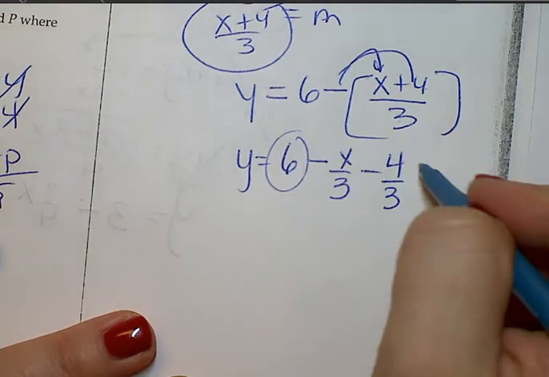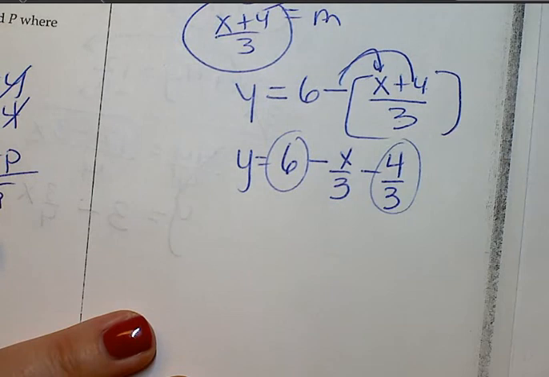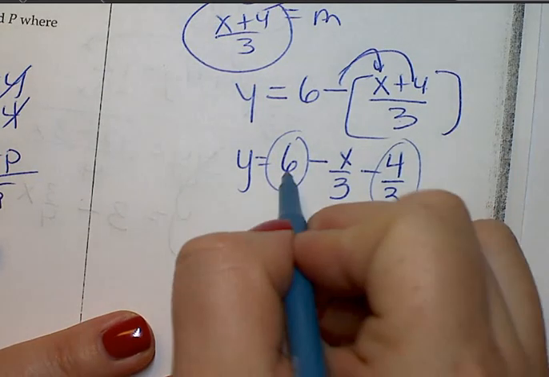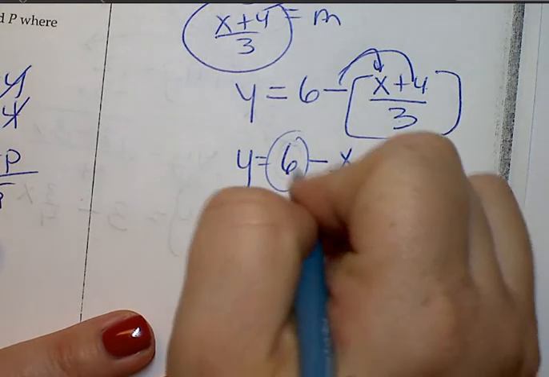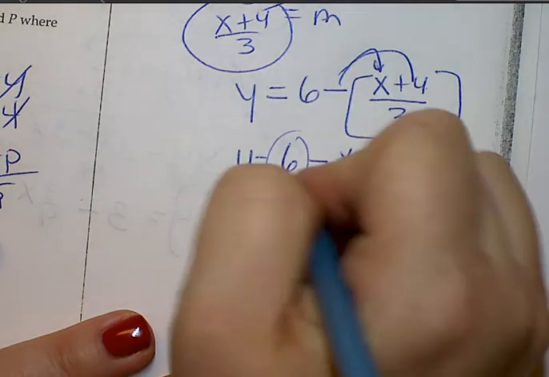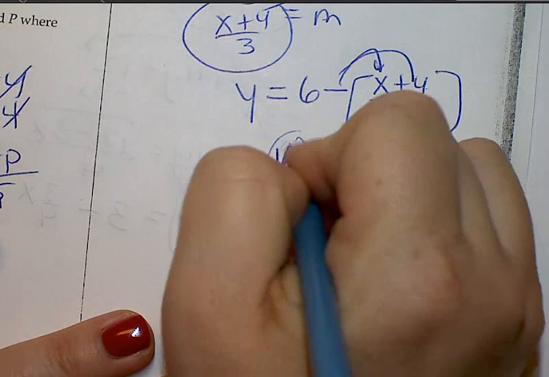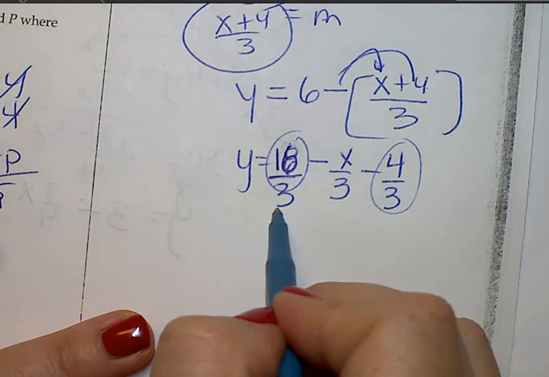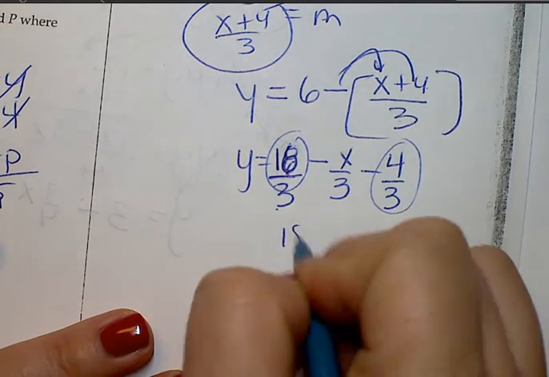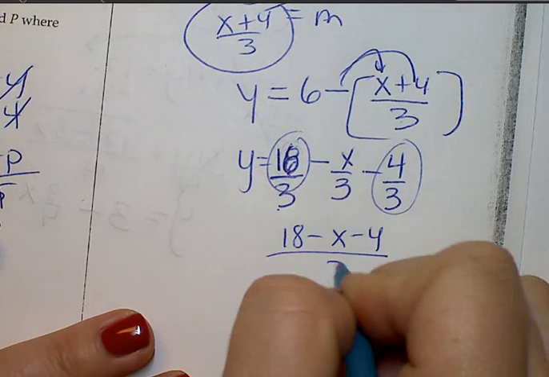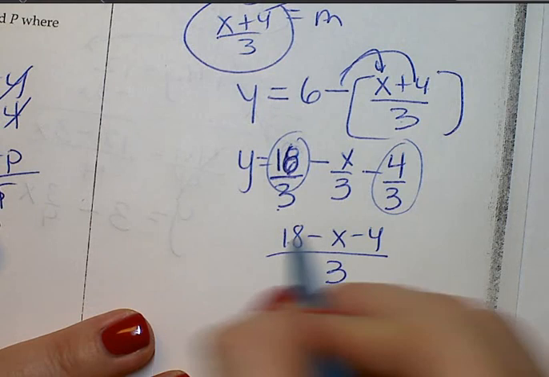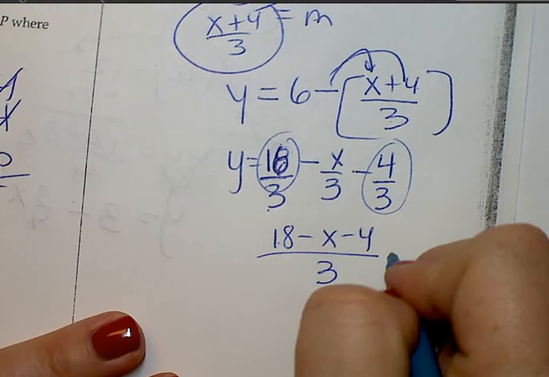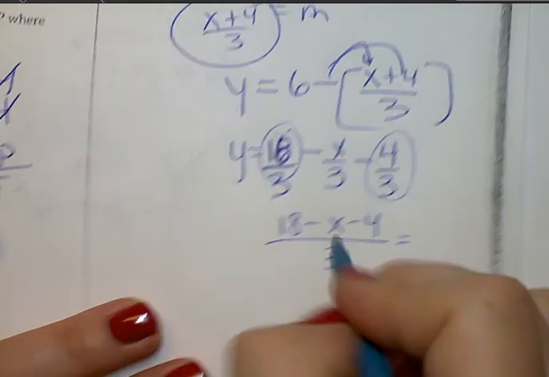Or better, I wonder if I could do this. Let's figure out, how do I rewrite 6 in terms of having a 3 in the bottom? I need to keep the value of 6. What about 18 over 3? This is still equivalent to 6. So now I have 18 minus x minus 4 over 3. Well, 18 subtract 4 is going to give you 14 over 3.